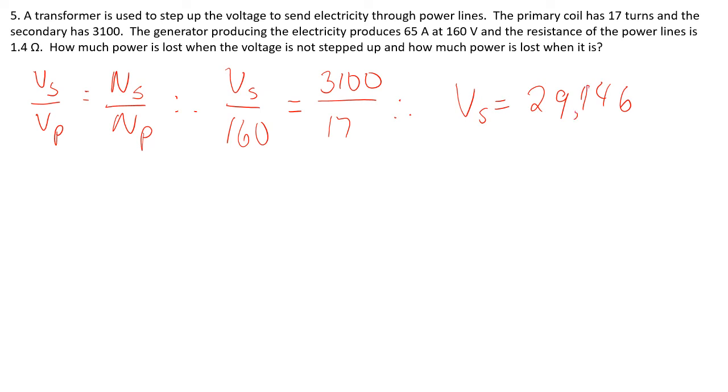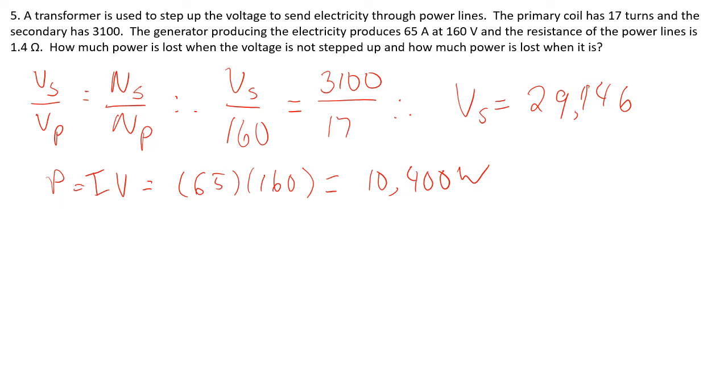So now we need to figure out the power of the source that's generating the electricity, the generator. Remember, from the electricity unit, we have P equals IV. So P equals IV will give us the power generated. It's going to be 65 amps times 160 volts, and that equals 10,400 watts being generated by this power station.